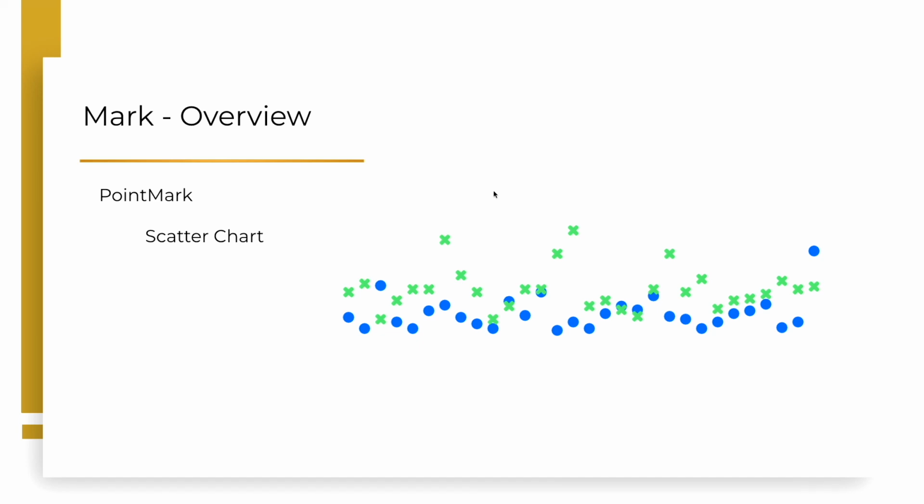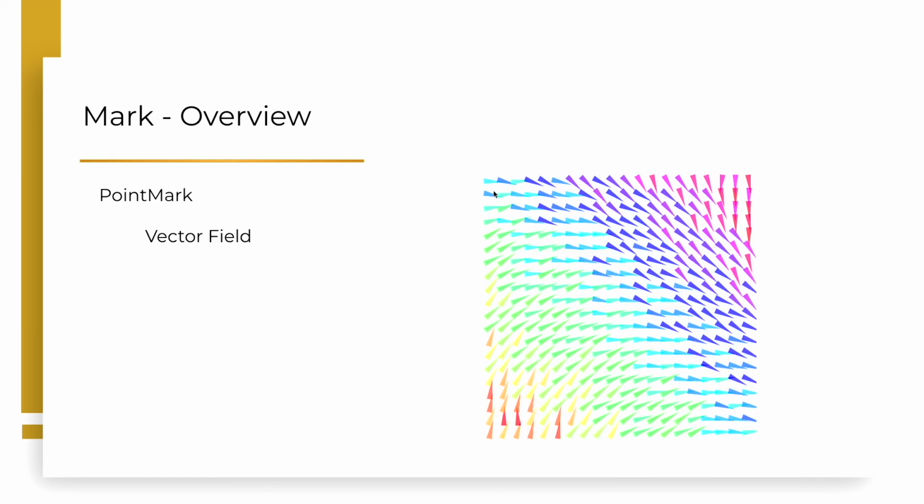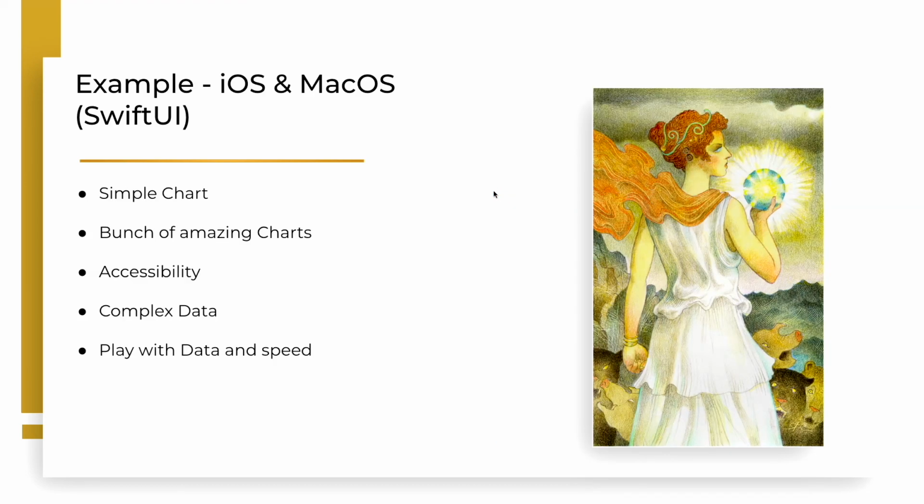This one is with point mark. Also this one, there is this kind of chart in the sailing application. And now I will show you an example, a simple chart, a bunch of amazing charts, also focusing on how easy it is to give accessibility to your charts, with complex data.